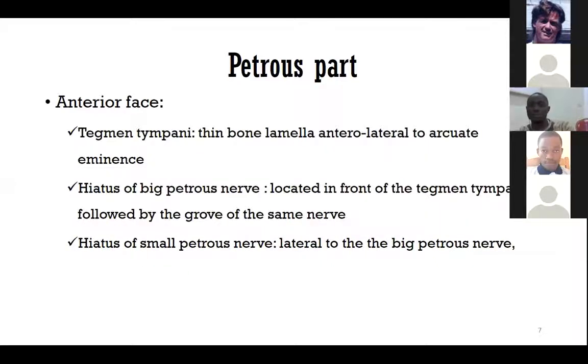We will also see in the anterior face of the petrous bone the tegmen tympani, that is thin lamellar bone anterolateral to the arcuate eminence. In front and medial of it, we have the hiatus of the greater petrosal nerve, located in front of the tegmen tympani, followed by the groove of the same nerve. Again, lateral, we will see the hiatus of the lesser petrosal nerve.